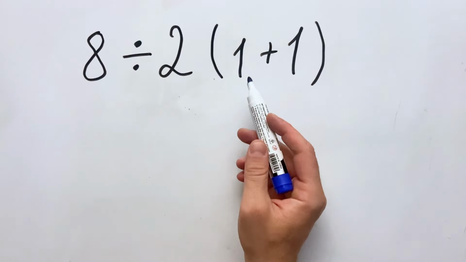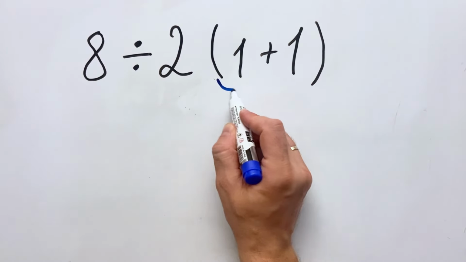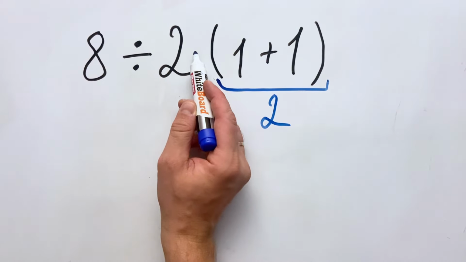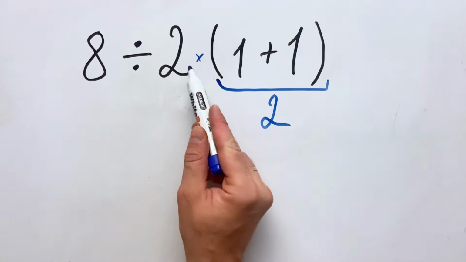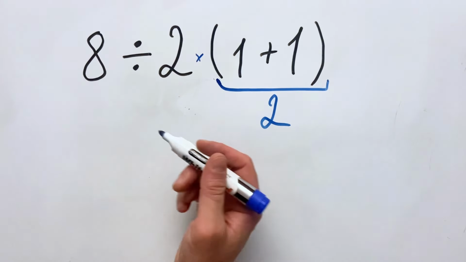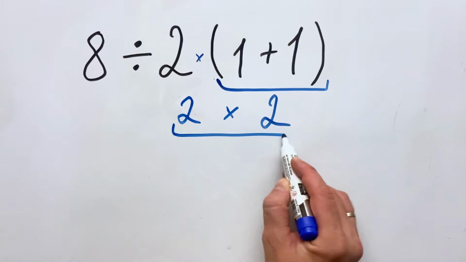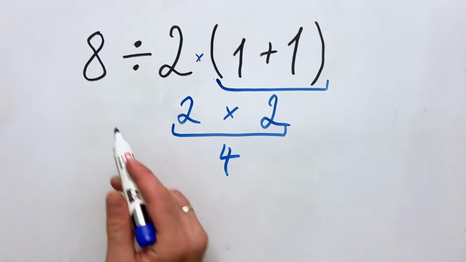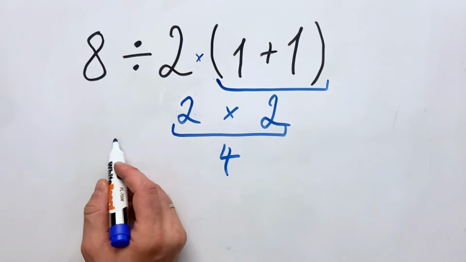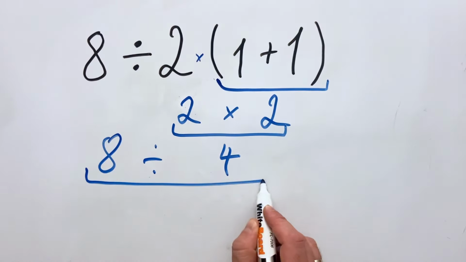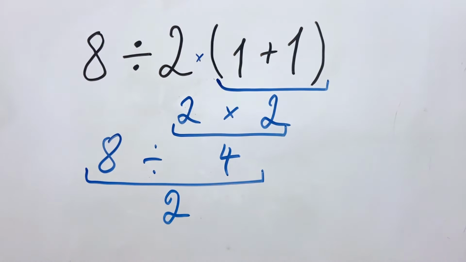First they do the parentheses, so 1 plus 1 equals 2. Then they do the multiplication, because a number next to parentheses is also a multiplication. So what they do next is 2 multiplied by 2 is 4, and then they do the division. So they get 8 divided by 4 equals 2. But of course, this approach is not correct.